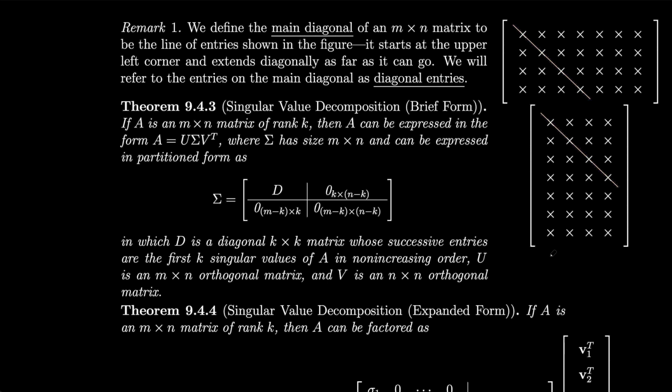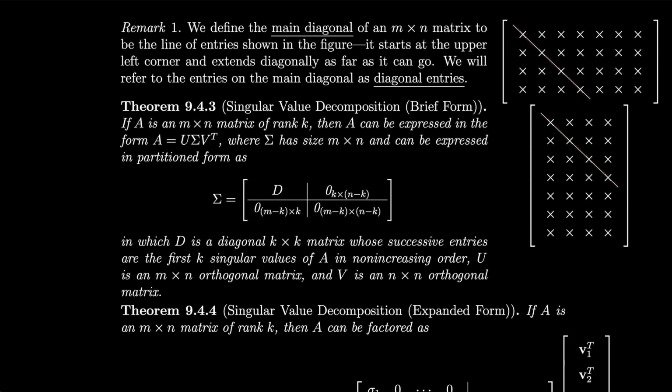We define the main diagonal of an m by n matrix to be the line of entries shown in the figure. This line right over here. It starts in the upper left corner and extends diagonally as far as it can go, so it might not cut through the entire matrix. We will refer to the entries in the main diagonal as diagonal entries. Let's talk about singular value decomposition now.